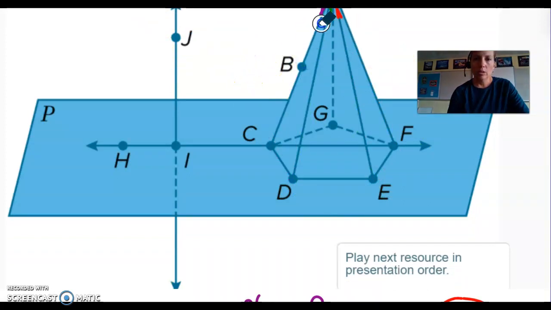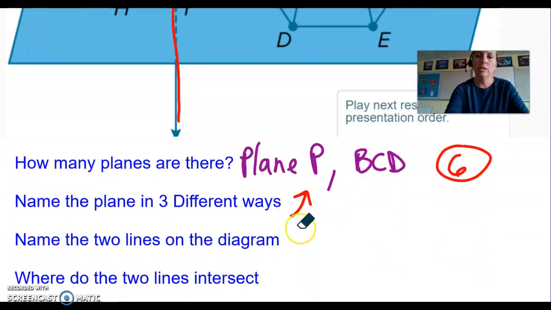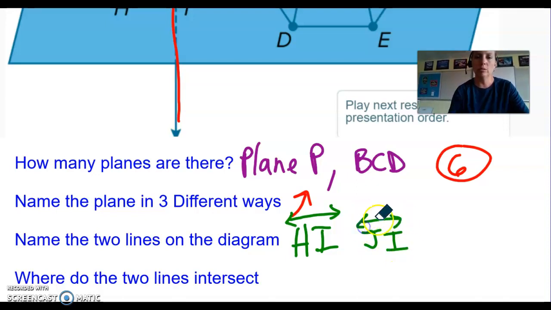Okay, otherwise the 2 lines here that we have would be this one here. So JI or IJ, and then the other one here, we can call it HF, we could call it HC, HI, however we want it. Okay, so I'm just going to call it HI, capital letters. It is a line, so the little symbols, right? And then the other one was JI.